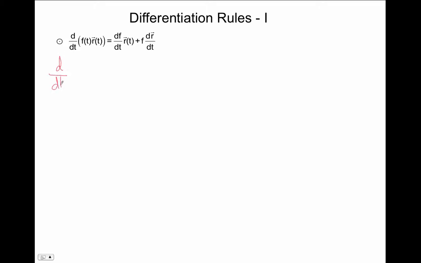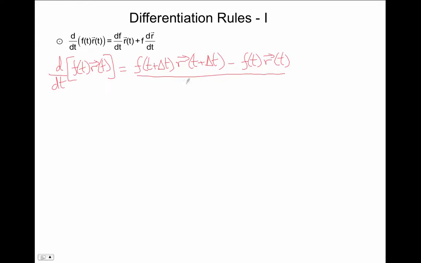We'll begin from the definition of d by dt of f of t into r of t, and everything in the brackets is to be differentiated, which means that we'll take what's in the bracket at a slightly later time than t, so f at t plus delta t times r at t plus delta t, and we'll subtract from the original value, that is this, and divide the whole thing by delta t. Now, that's the definition, and as delta t goes smaller and smaller, we'll get to the left-hand side.